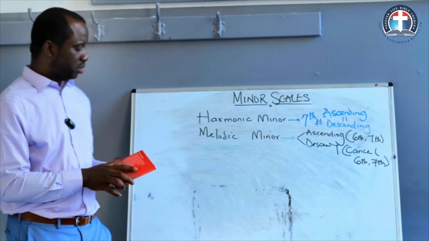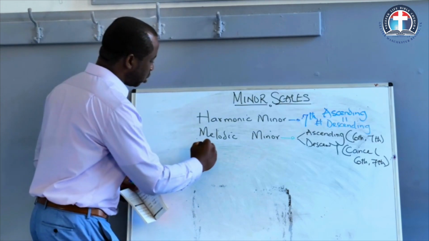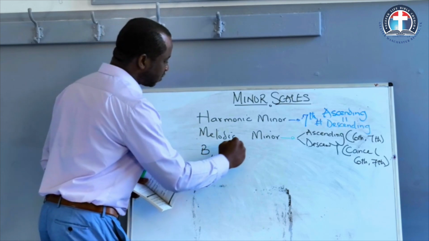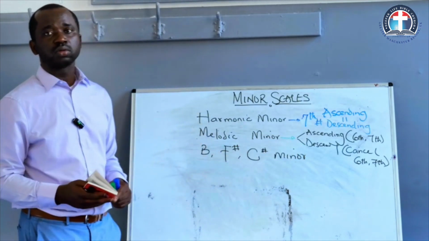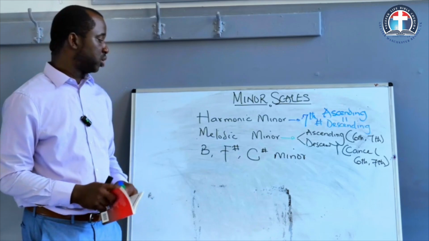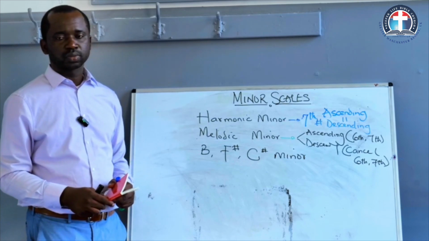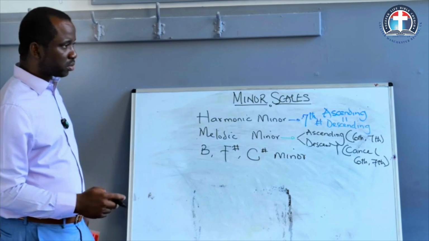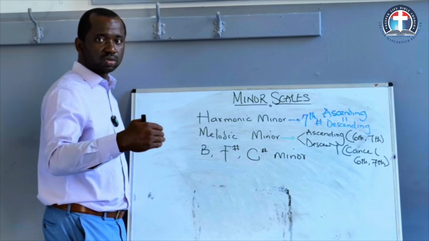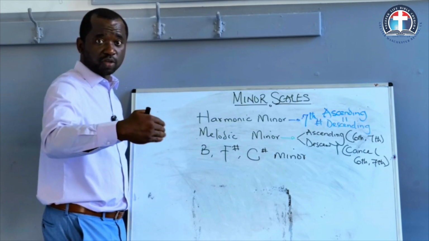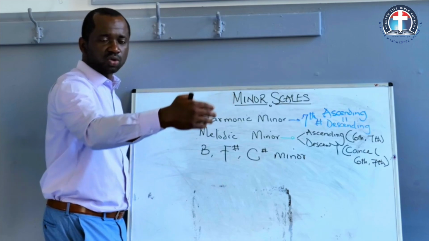Now, there are three minor keys we looked at for this grade. We looked at B minor, F sharp minor, and C sharp minor. These are the three minor scales we looked at in this grade. So let's start from B minor. What is the relative major of B minor? D major, right? If you are in a minor and you want to get the relative major, you count the third degree. B, C, D. So that gives you D.